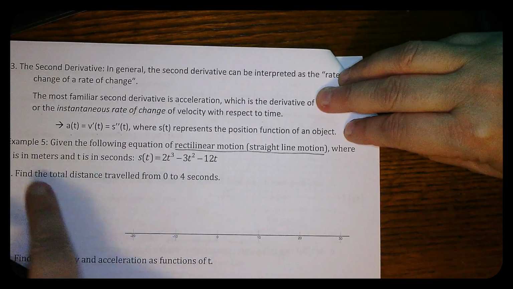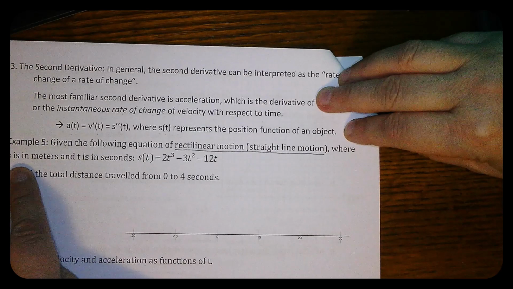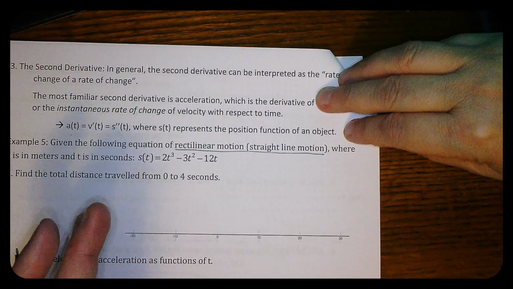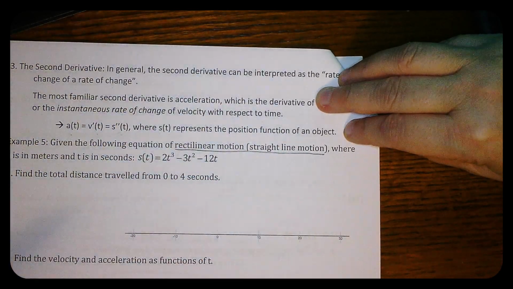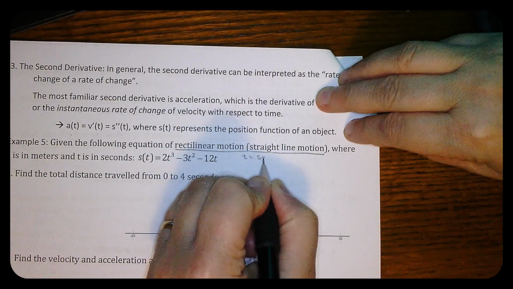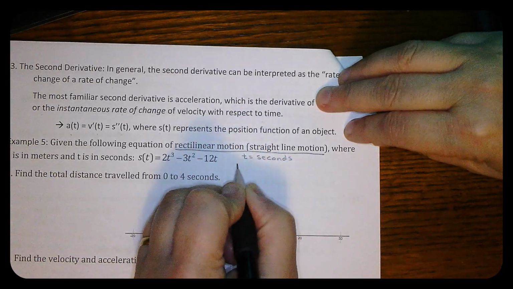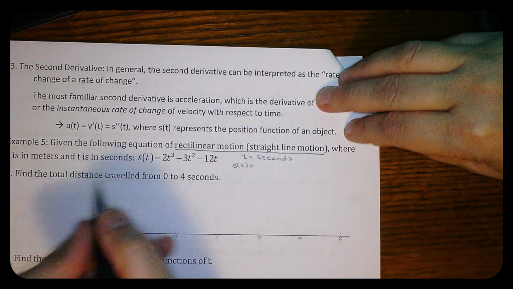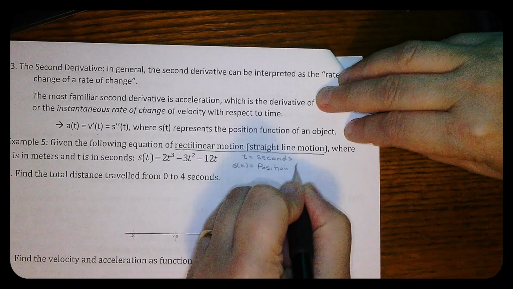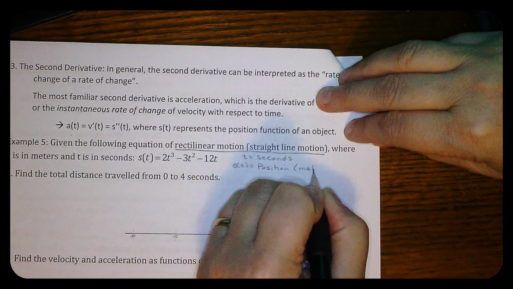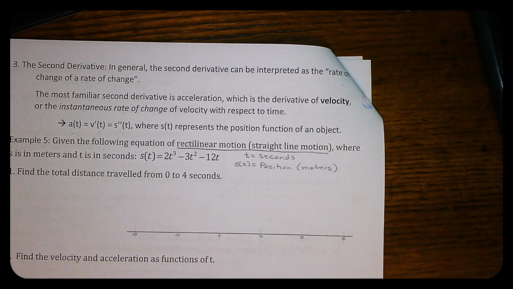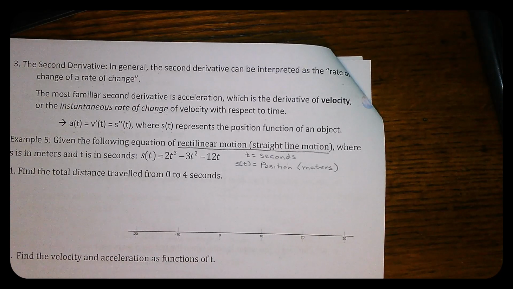All right, and it is this. Suppose that we have a function, S is in meters, T is in seconds, and here it is, and you're told it represents straight line motion. So I'll tell you that an object will be moving, and I'm going to write down my Math English Dictionary. So T is time in seconds, and S of T is the name of the function. It's giving a position of the object, and it is in meters.